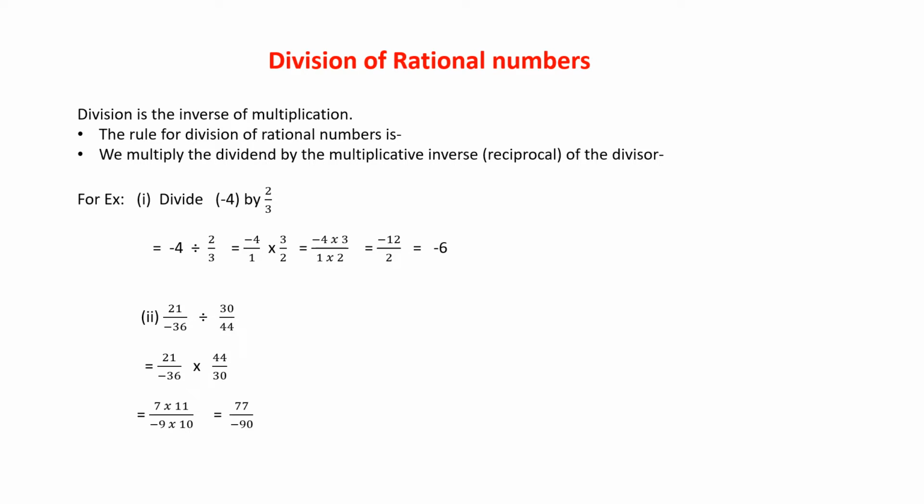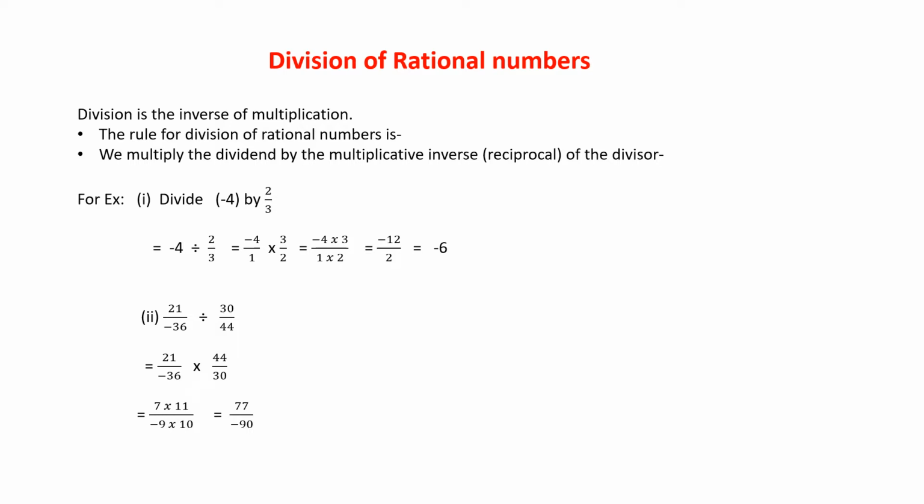Now children, let us learn the division of rational numbers. Division is the inverse of multiplication. The rule for division of rational numbers is we multiply the dividend by the multiplicative inverse or reciprocal of the divisor. Again, let's take an example.